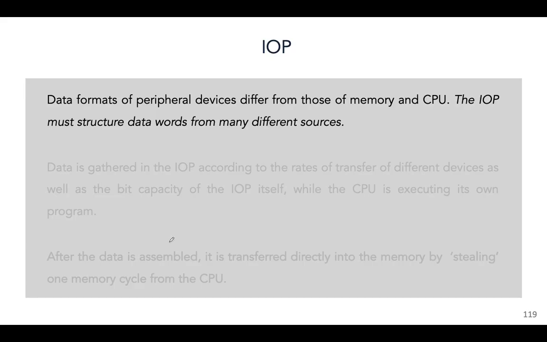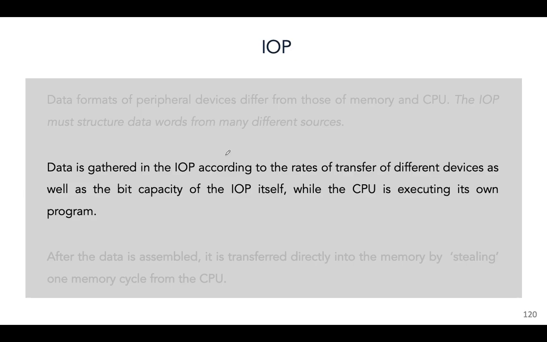Now, let's talk about the IOP. The data formats of peripheral devices differ from those of memory and CPU. We've already covered this. The IOP, therefore, must structure data words from many different sources, right? Because there's one IOP now. There are not different interfaces for each peripheral device. There is a single unit that is going to handle all the devices. That means it must be capable of handling the different requirements of these different devices.